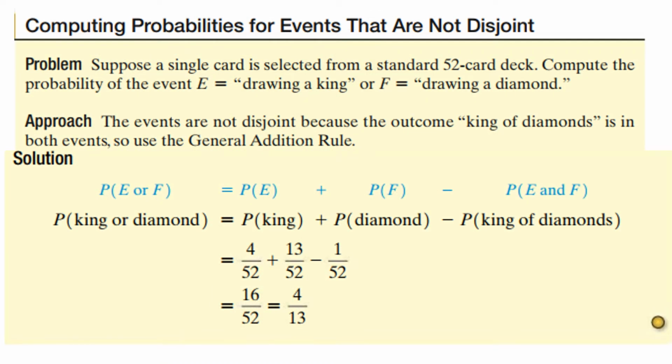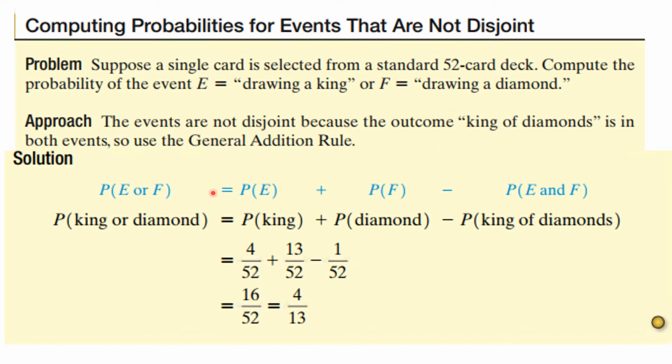So let's look at an example of this. Here's a problem where we're supposing that a single card is selected from a standard 52 card deck, the one that we looked at earlier. Compute the probability of the event E, drawing a king, or F, drawing a diamond. Well, so we're talking about drawing a king or drawing a diamond. Now these events are not disjoint because you can draw a king that is also a diamond, the king of diamonds.